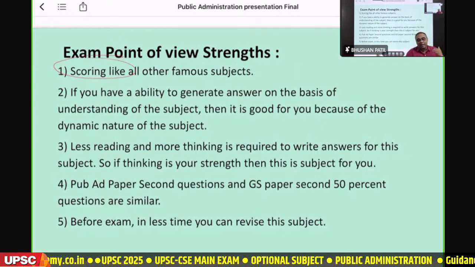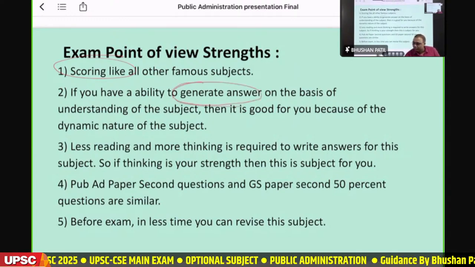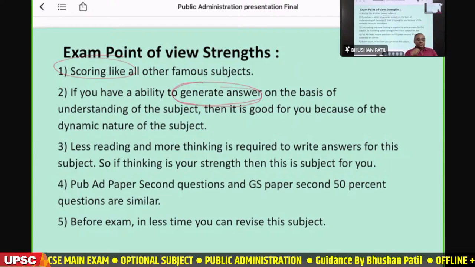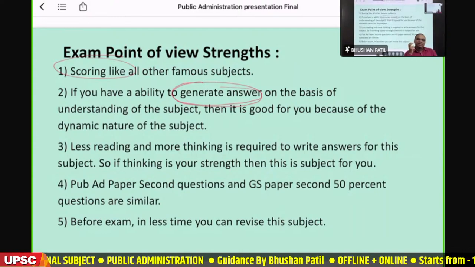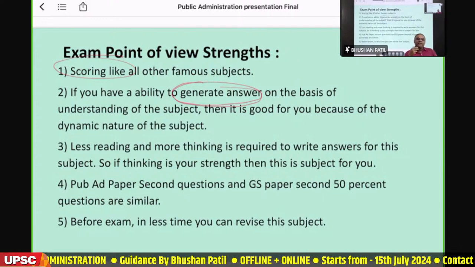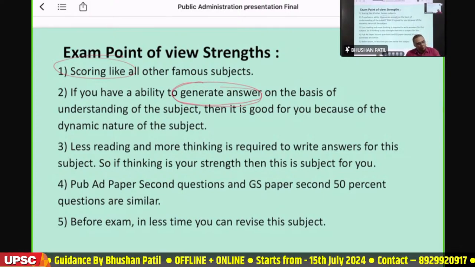Then, if you have an ability to generate answers, again and again I am telling you the same point, the ability to generate answers on the basis of conceptual clarity, then you can handle the dynamic part of this subject. You can handle the type of questions which are asked in this subject. So how do we develop this answer generation ability? On the basis of brainstorming.